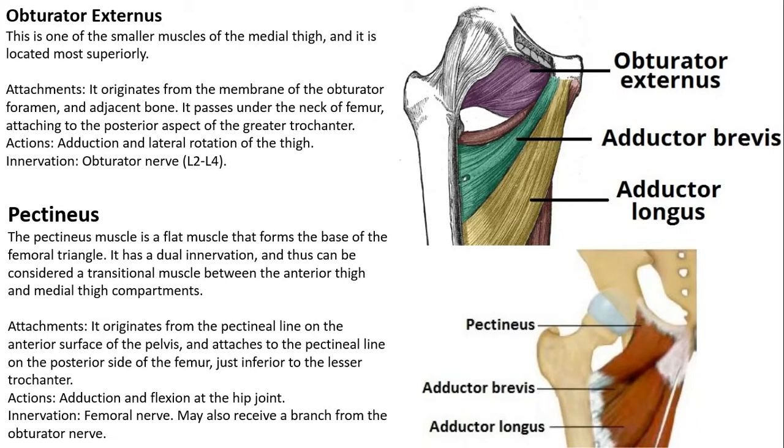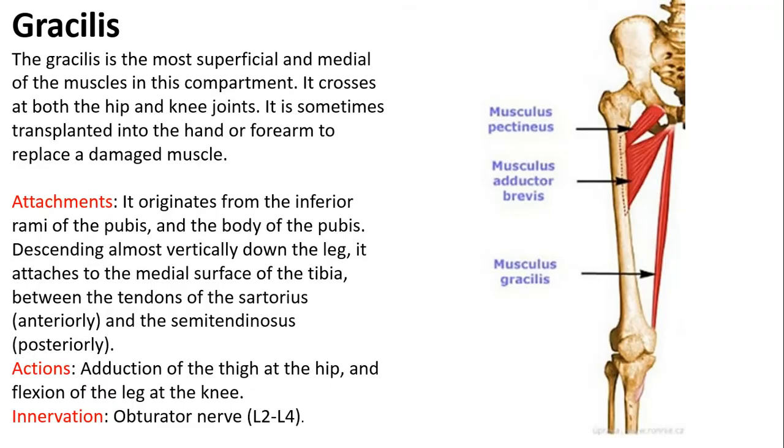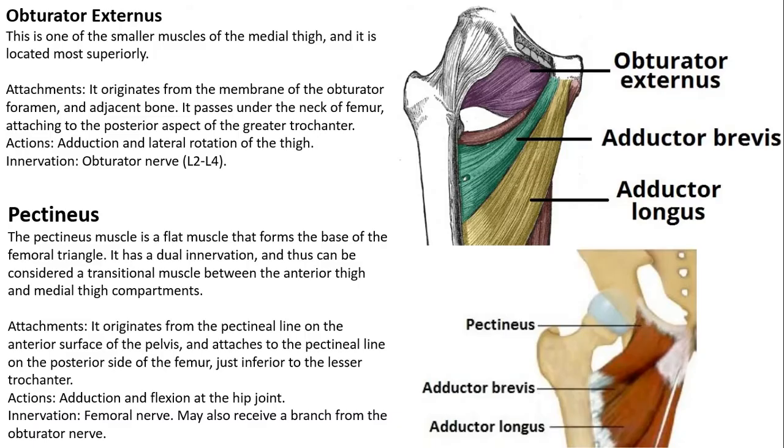Along with that, you can appreciate the other action of the adductor magnus, that is the extension of the thigh, and the other action of the gracilis, that we have seen in the slide, that is flexion of the leg at the knee joint. But the main action is adduction. So these two muscles, obturator externus and pectineus, are also adductors.